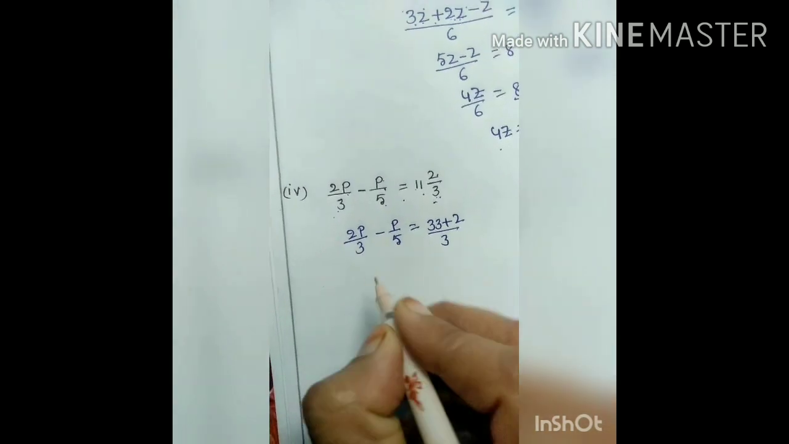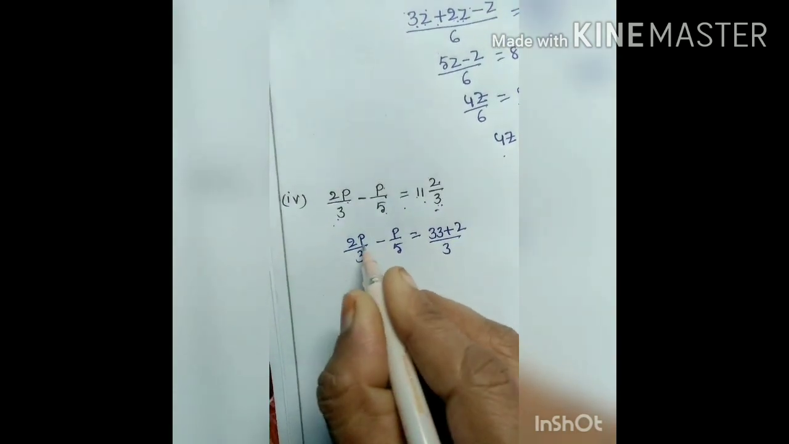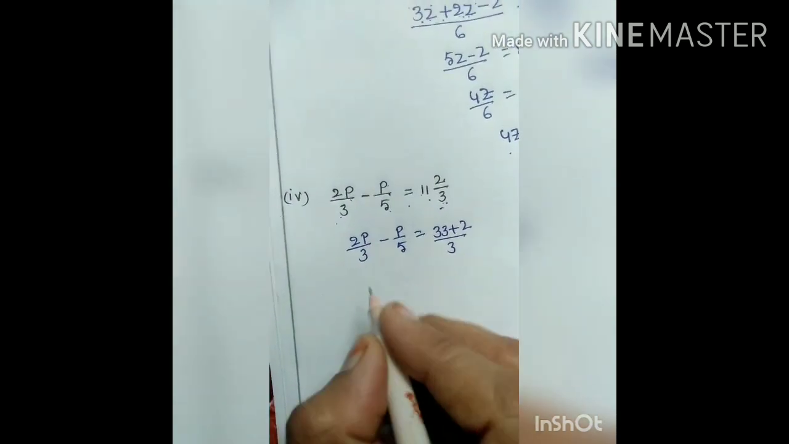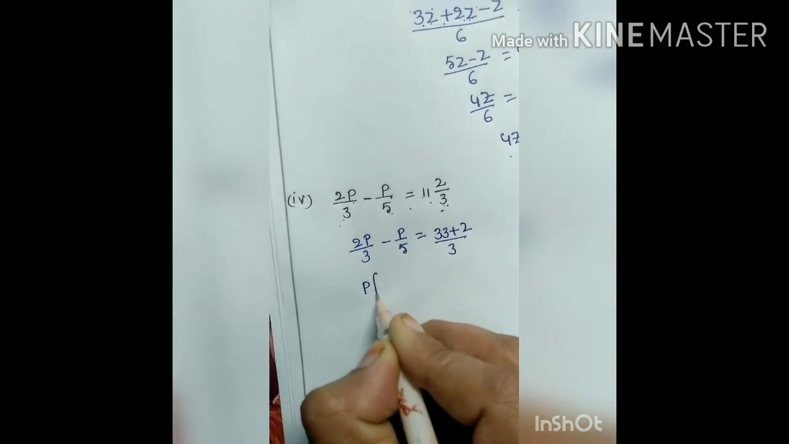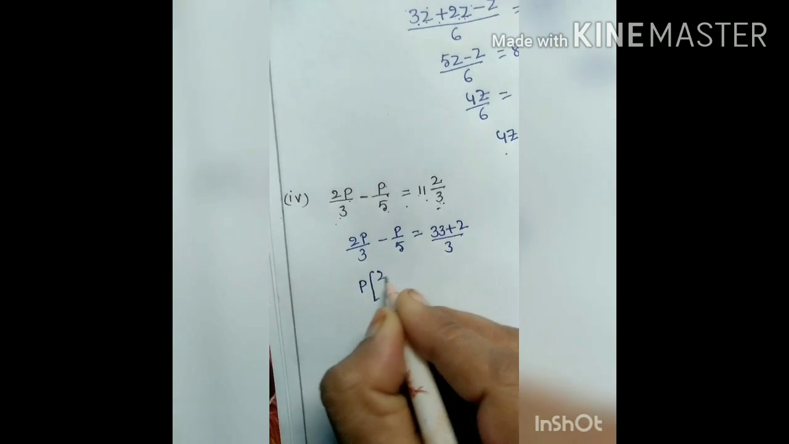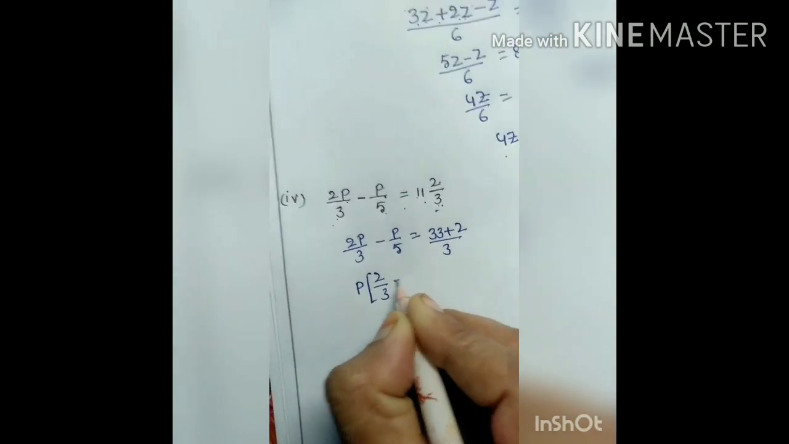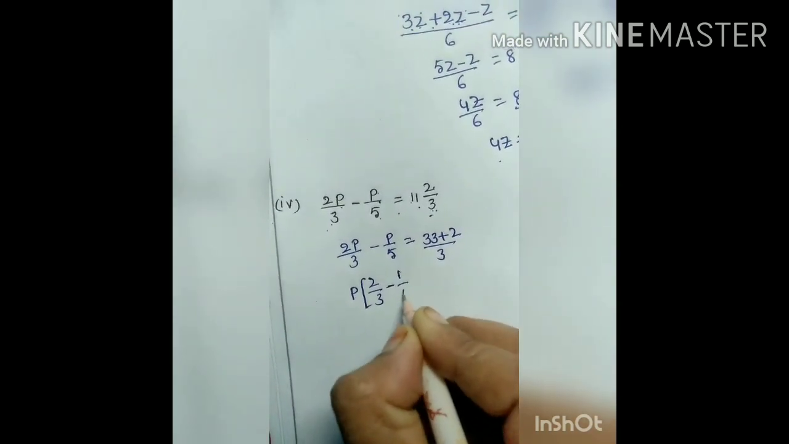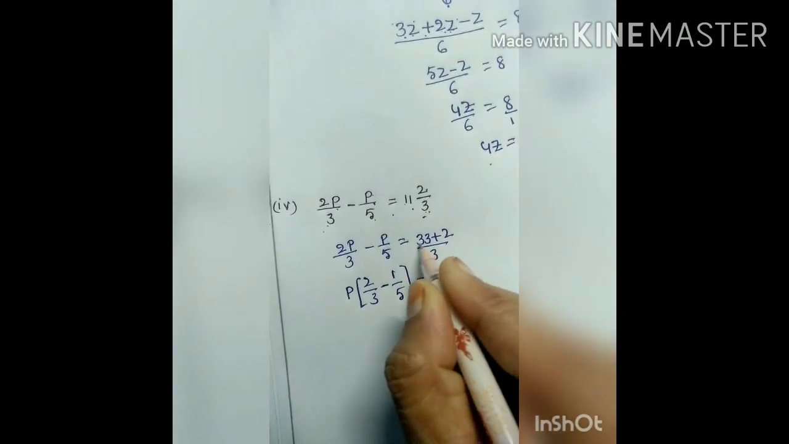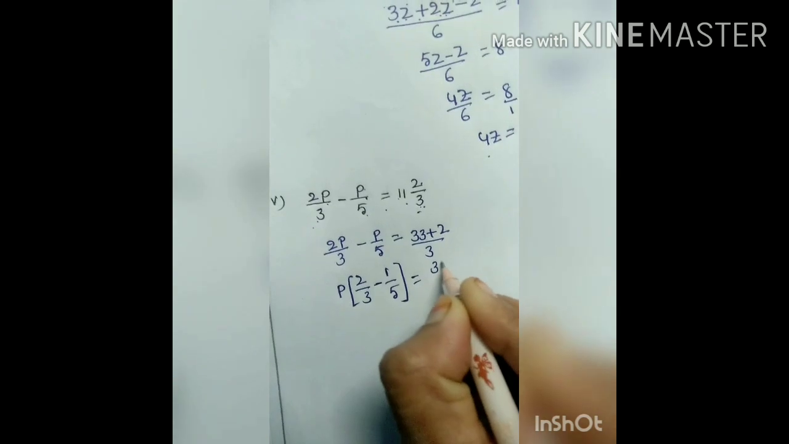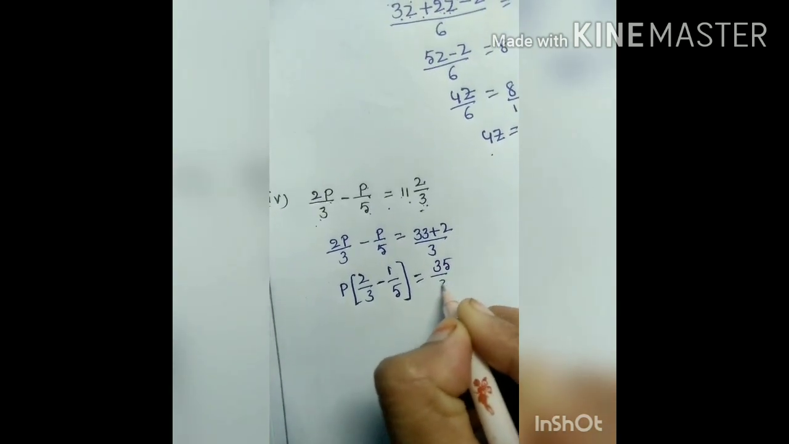So here, the two terms of p have p common. So now I will take p common. So p means 2 by 3 minus 1 by 5 equal to 33 plus 2, 35 by 3.